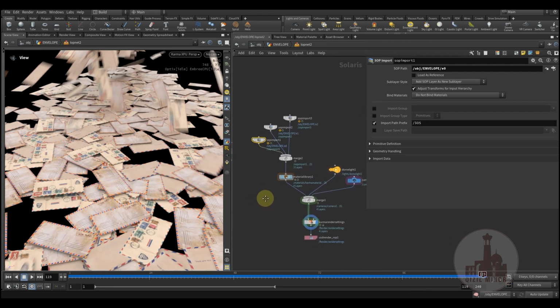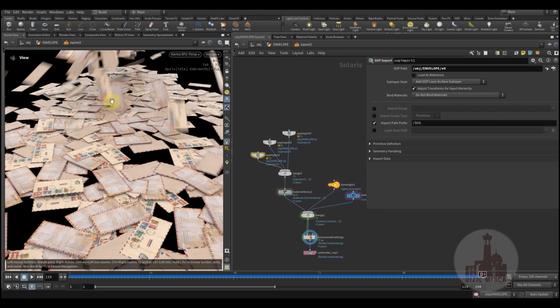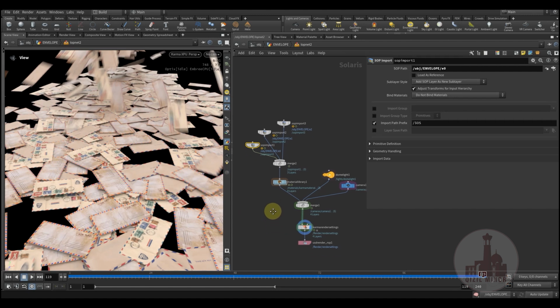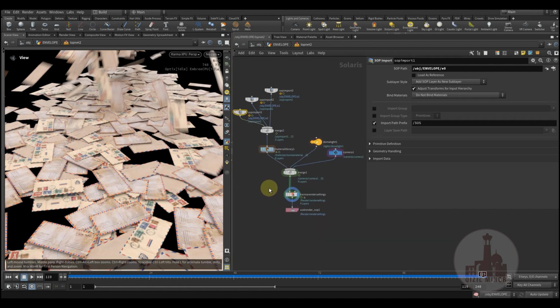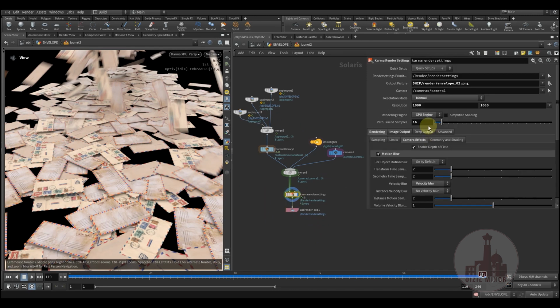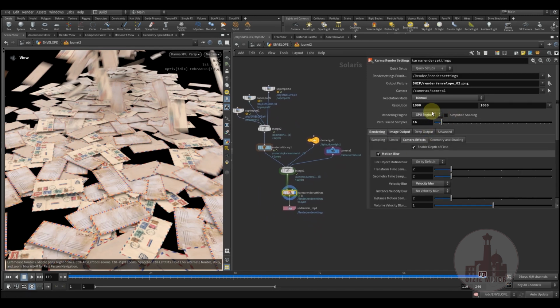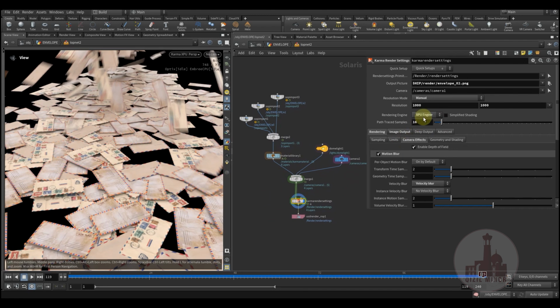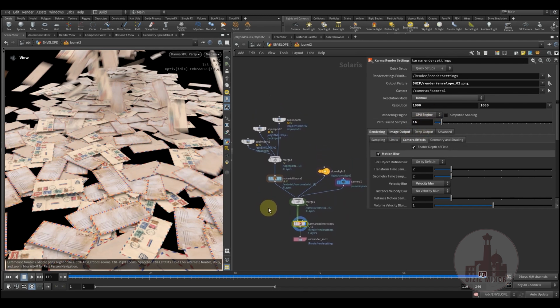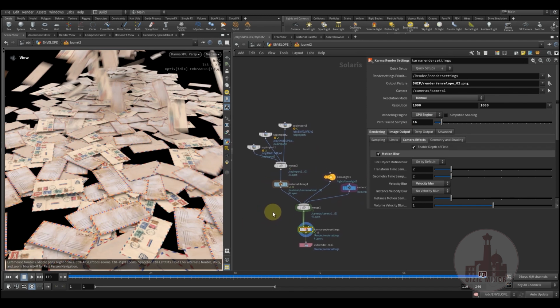And in the past lessons we were doing some variation by adding some attributes which allowed us to add variations. But the drawback of the method was that we could only do it with the CPU engine, but not with the XPU. This time we would like to keep our XPU engine and still be able to add some variation to our envelopes. So let's see how we can do this.